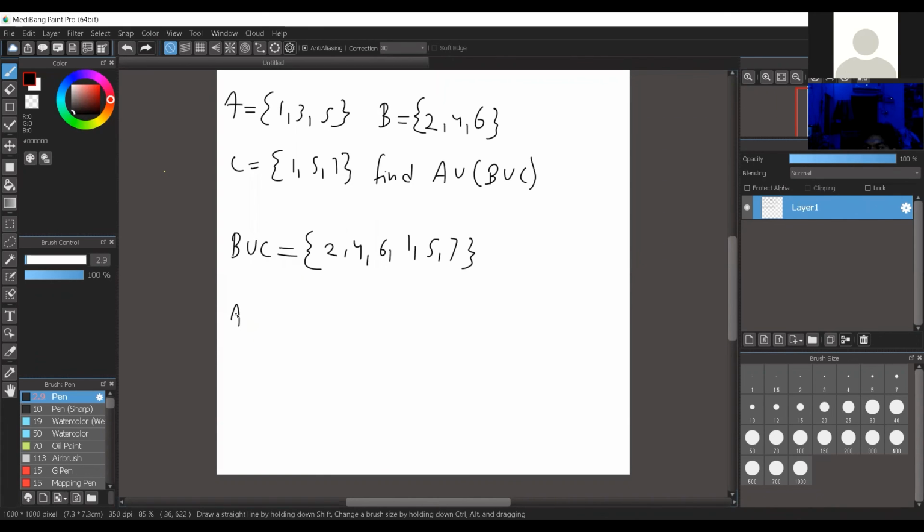Now A union of B union C. Once again, B union C: we're gonna write all the elements that are present in B and C, the union of them. We're gonna merge them together, but repetition is not allowed. If there are similar elements, we won't write them twice. What are the elements in B? 2, 4, and 6. And what are the elements present in C? 1, 5, and 7. That's B union C.